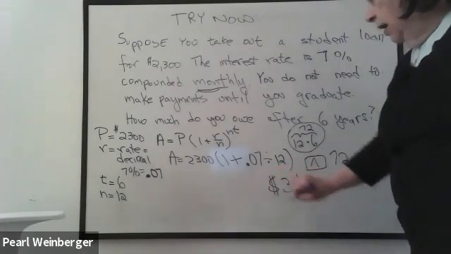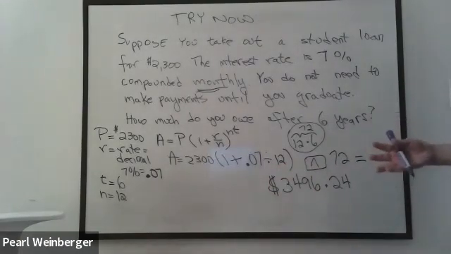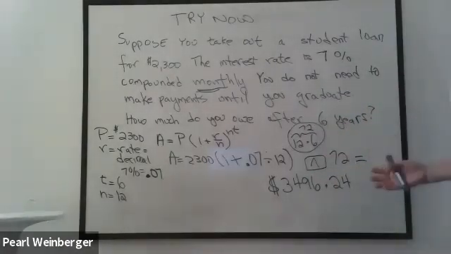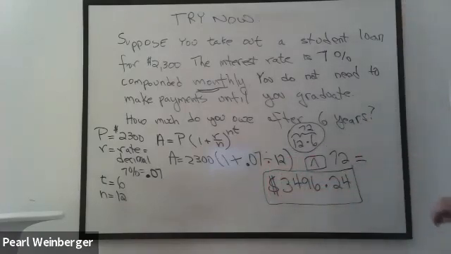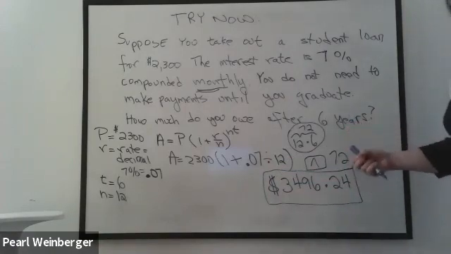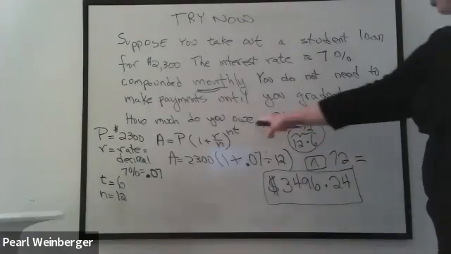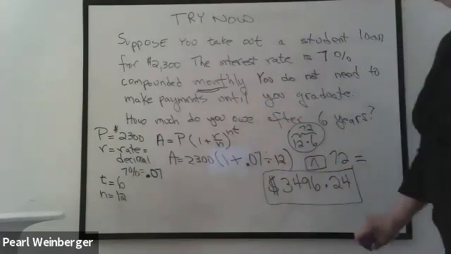So at the end of your 6 years of school, you will now owe $3,496.24. Even though you just borrowed $2,300, the rest is interest, and you've got to pay this whole full amount back. Okay, and we said that this was an example of an exponential equation or an exponential function because one of the variables that we're using actually is in the exponent.